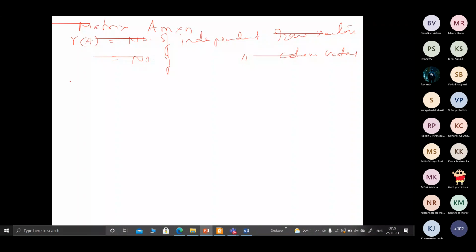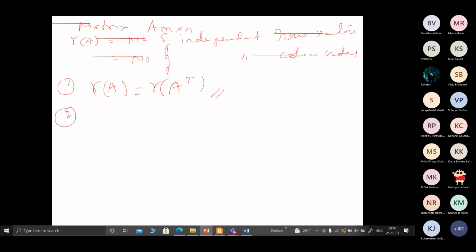As a consequence, the first point is rank of A equals rank of A transpose, because the columns of A become rows in A transpose. So the number of independent columns and rows should be the same. Therefore rank of A and A transpose must be the same. Is it clear? It is the first point that you have to observe.